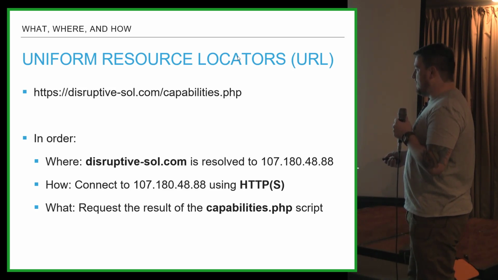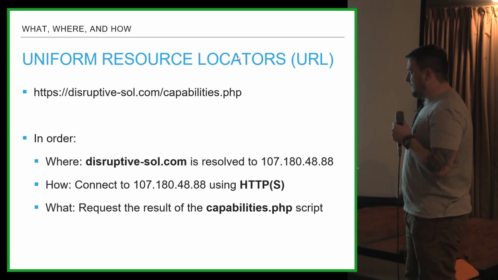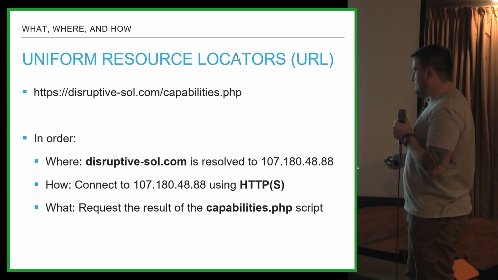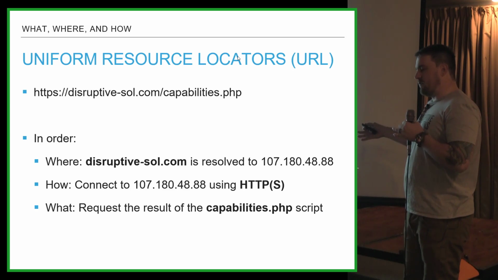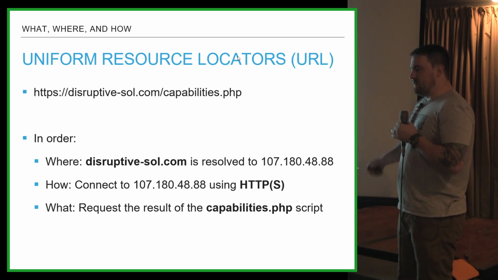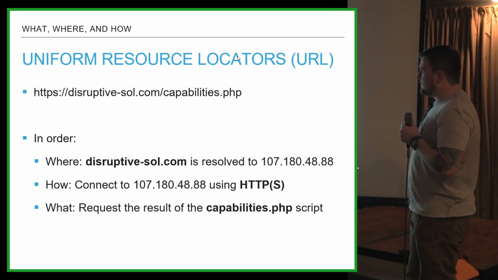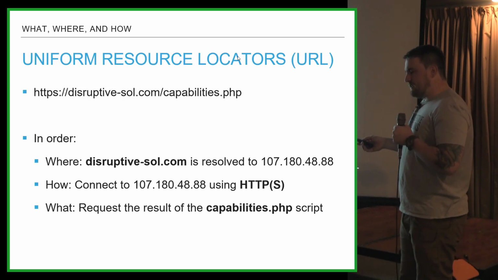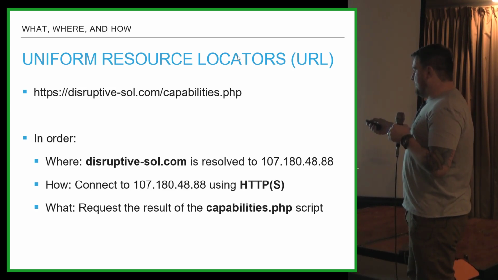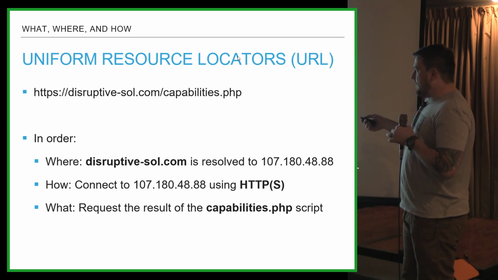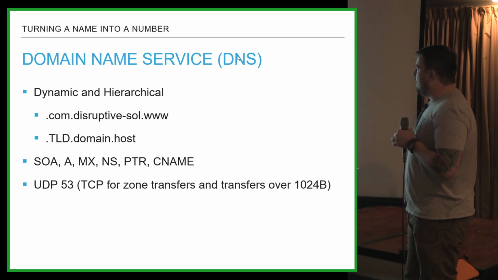And then finally, we're going to request the results of this script that's run. This capabilities.php is not a website. It's a script that's run on the remote end, and then the results are carried back to you to be rendered in your browser. We're going to talk more about some of the technologies used instead of just raw HTML. But this is the order: where am I going, how do I connect there, and then what am I doing once I get there?